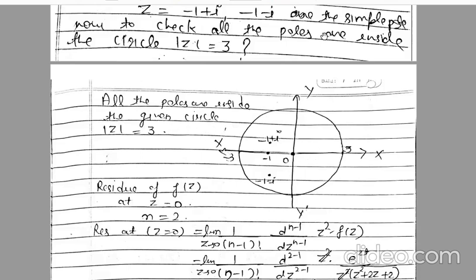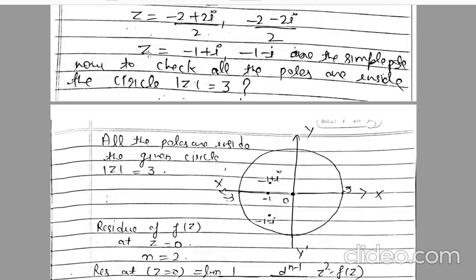Now the second poles are minus 1 plus iota and minus 1 minus iota. So just check these poles. So z is equal to minus 1 plus iota. That means if you compare x plus iota y is equal to minus 1 plus iota, then you will get x is equal to minus 1 and y is equal to 1. So the minus 1 and 1 coordinate will lie inside the circle mod z is equal to 3.